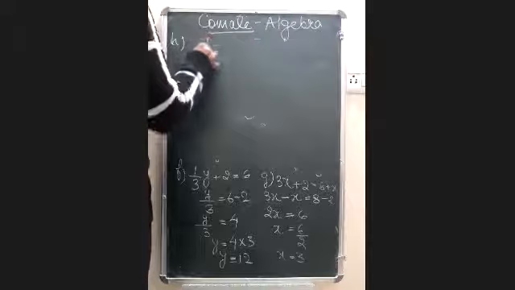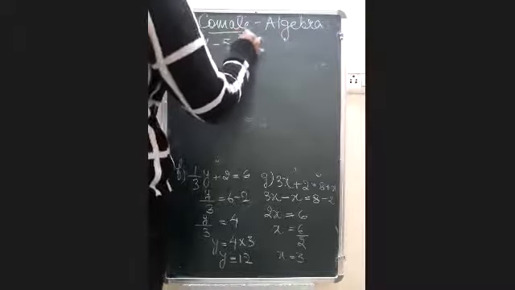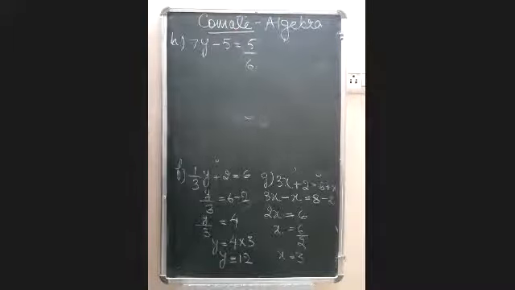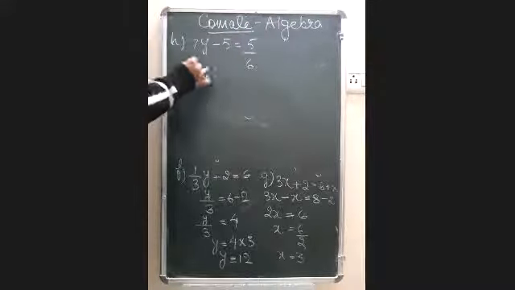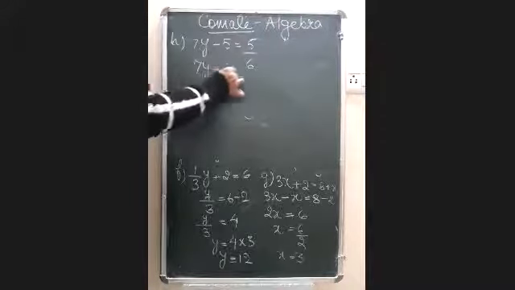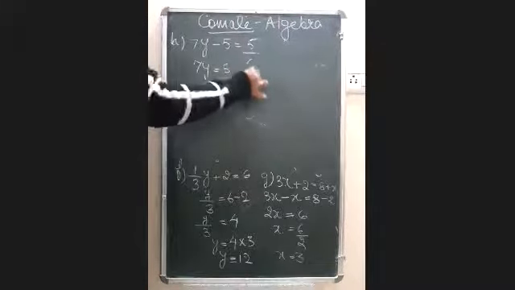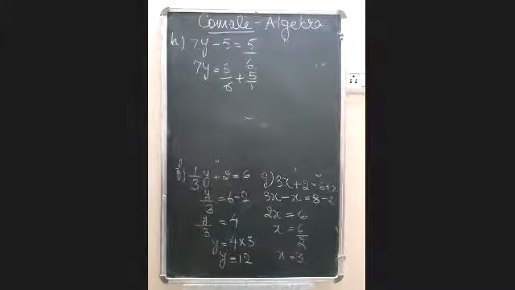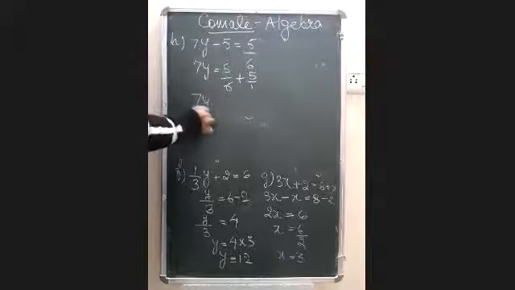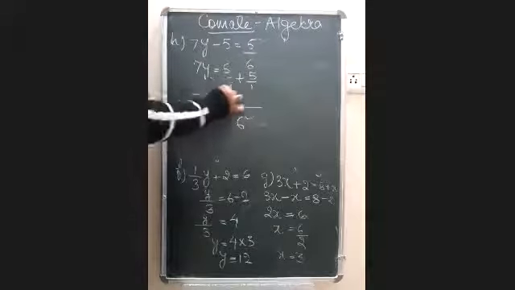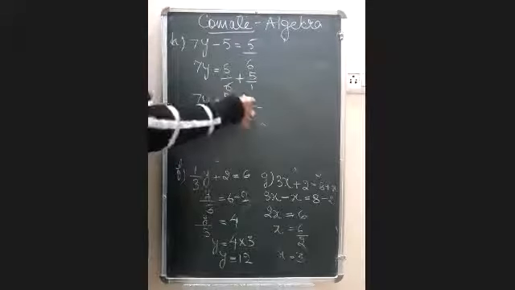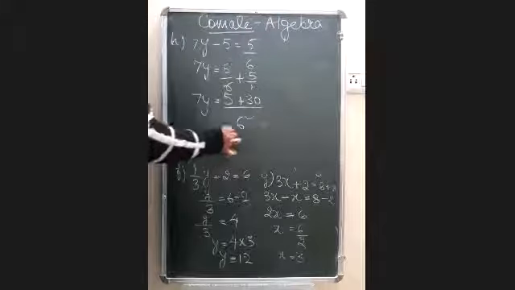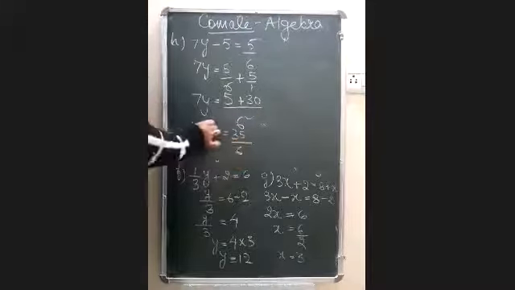This is 7y minus 5 is equals to 5 upon 6. Now if you see this question properly, ये 5 उधर जाएगा, so it would give us 7y is equals to 5 upon 6 plus 5. Now when you will transfer it, it will give us 7y is equal to 6, and this will give us 5 plus 30. It will give us 35 upon 6 is equals to 7y.